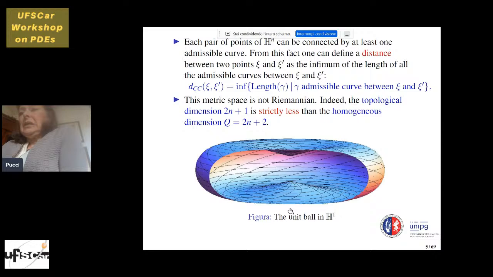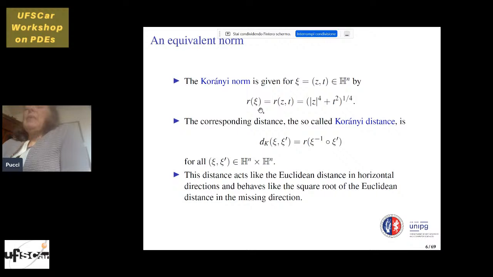And this is the unit ball of H1, lacking convexity, as you see. Very interesting with respect to the Carnot-Carathéodory distance is the Korányi distance. So the Korányi norm plays a key role in all the main inequalities. The distance is given in this form in connection with the norm R, as you can imagine. And you see the difference between z, which is in R2n, and the time t, which plays a different role. The distance acts, as you see, as a Euclidean distance in the horizontal direction, which is the z direction, and behaves very differently in the missing direction, as we shall see.